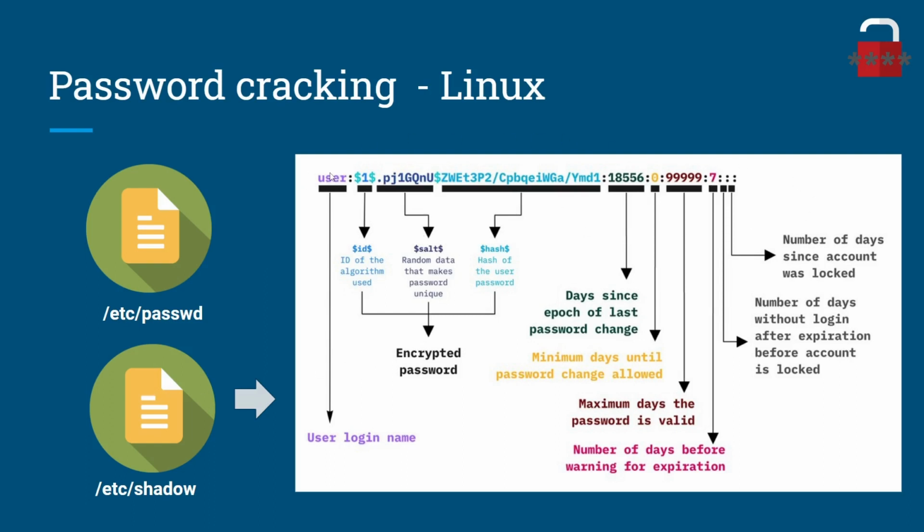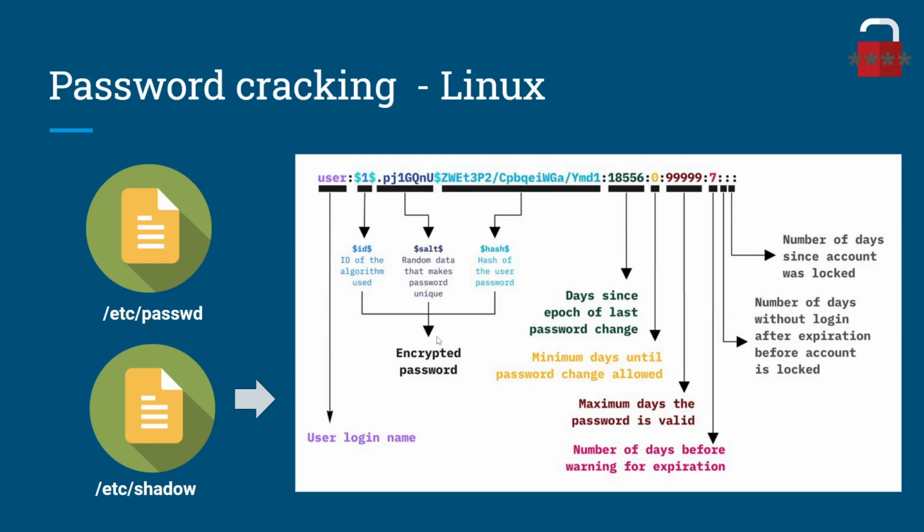So first you will have the username, then a colon that is used to separate the different fields, then the ID of the algorithm that is used to do the hashing process. In this case, if you see a $1, that would be MD5. Then a salt, so that's some random data that the operating system is appending to every user password to make it unique, okay? And then you have the hash of the password.